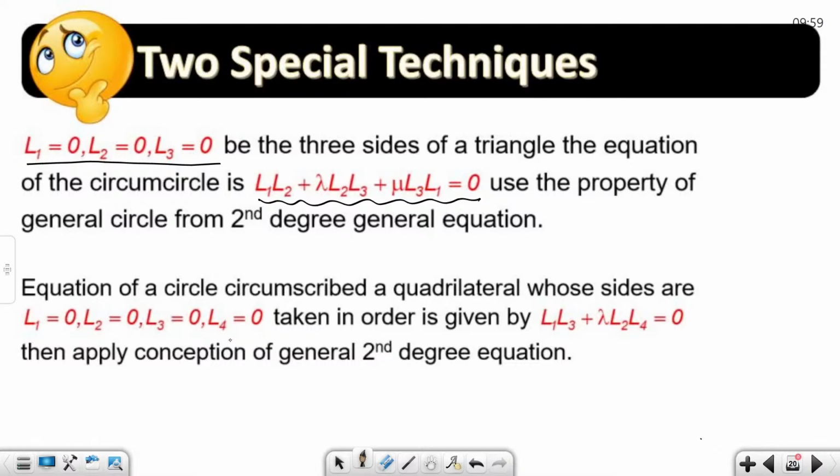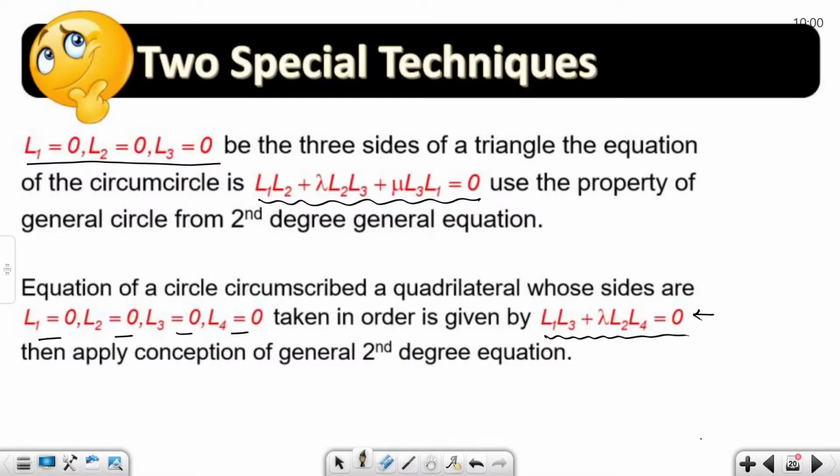Is it clear? Similarly, the equation of the circle circumscribing a quadrilateral whose four sides are taken in order is given by L1 L3 plus lambda L2 L4 equals 0. And then again apply the general second degree equation condition for representing this thing as a circle. So from there you are going to have the value of lambda. The moment I get the value of lambda, I know the equation of that circumcircle. Is it clear to all of you? Is this concept clear to all of you?